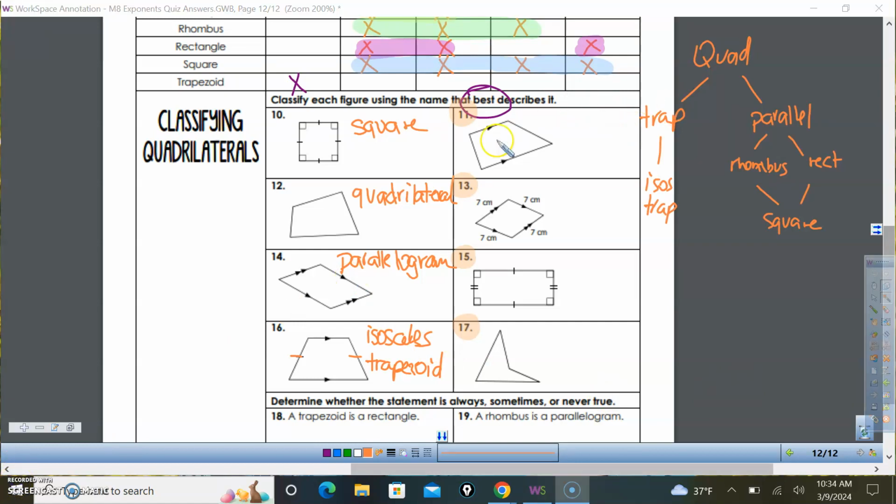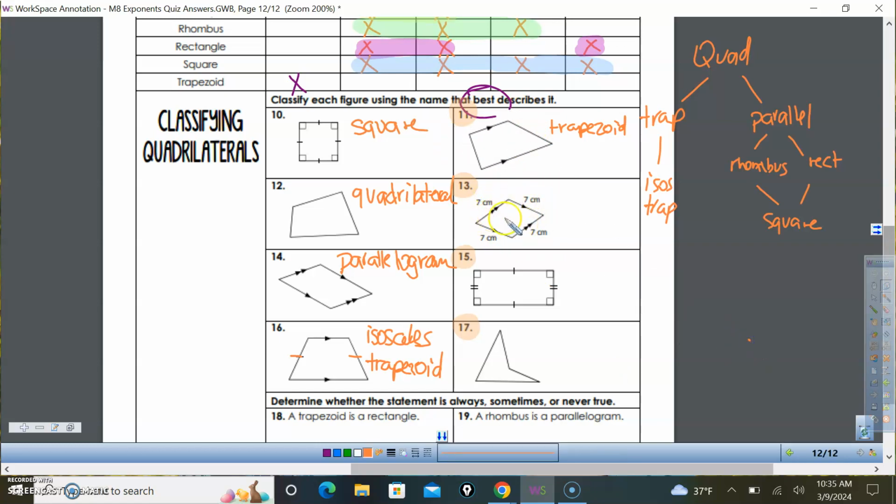So for number 11, because we have exactly one pair of parallel sides, it's at least going to be a trapezoid. But we cannot say that it's an isosceles trapezoid because these two other non-parallel sides are not congruent to each other. And so it's just a regular trapezoid.